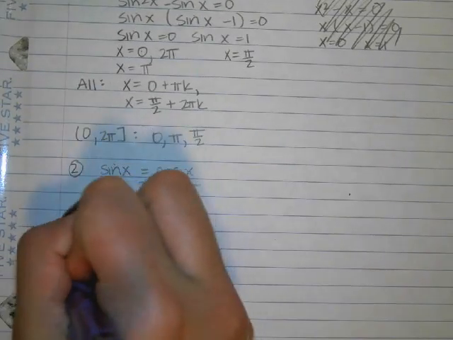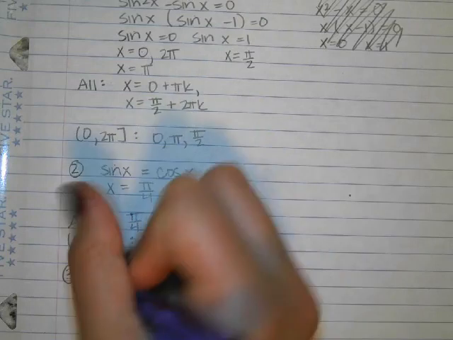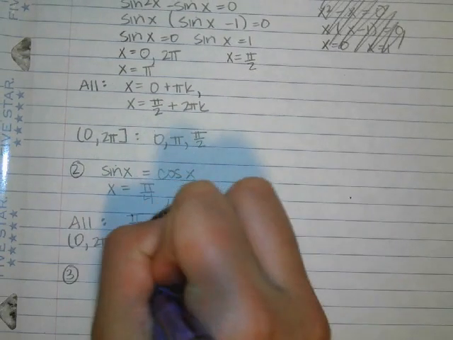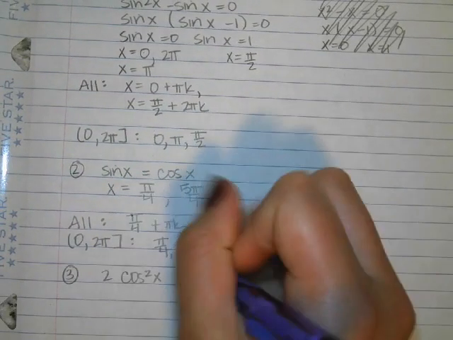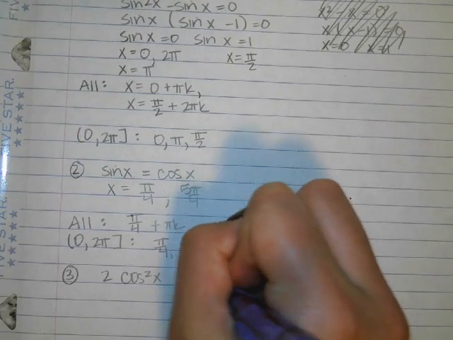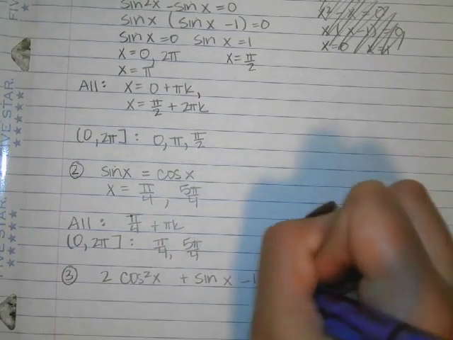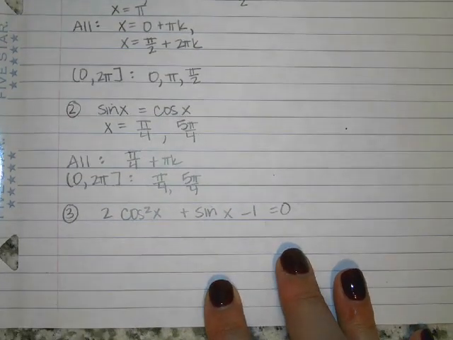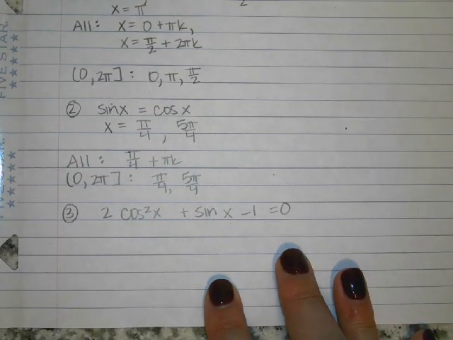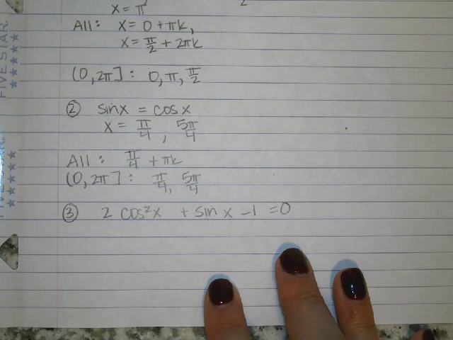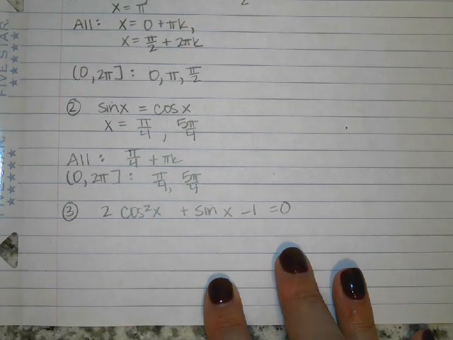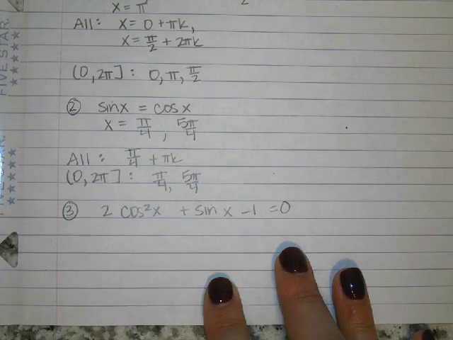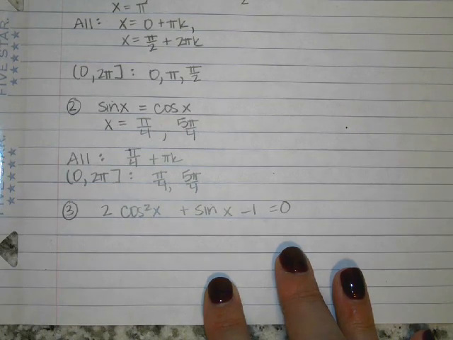All right, third problem, we're going to do 2 cos squared x plus sine x minus 1 equals 0. So this looks like a quadratic, but it's got a mixture. It's got a variable as a cos and a variable as a sine, and that's not helpful to have both of those in one problem, because it's kind of like solving a quadratic where you have a y squared and then a plain x. You can't do anything with that.